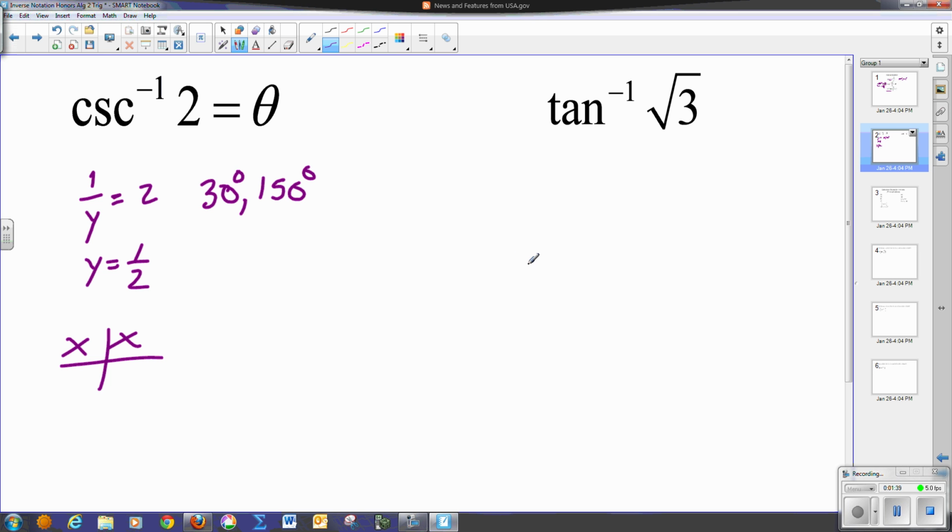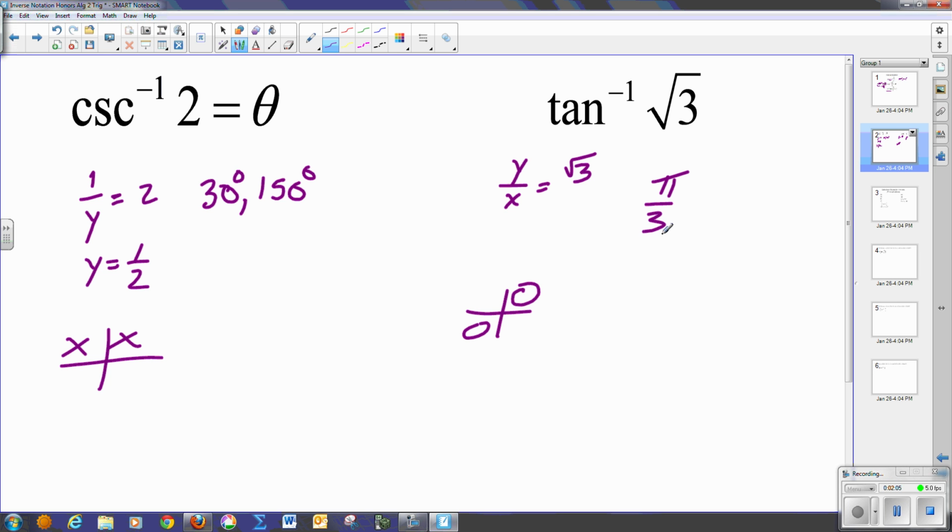And then if we were to find where the tangent is equal to root 3, we're again asking where y over x is equal to root 3. And we know that's somewhere in the first or the third quadrant. So we know we have a y of root 3 over 2 at, we'll go radians this time just for kicks, pi over 3. And we know that's also true at 4 pi over 3.